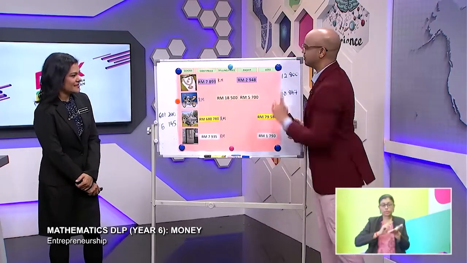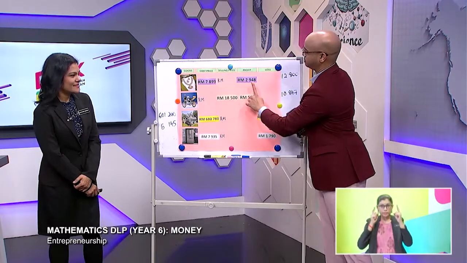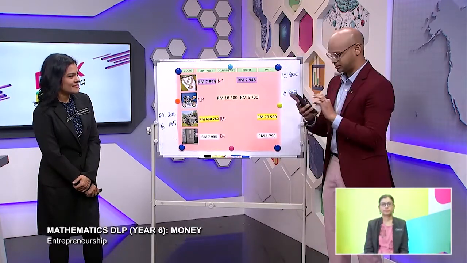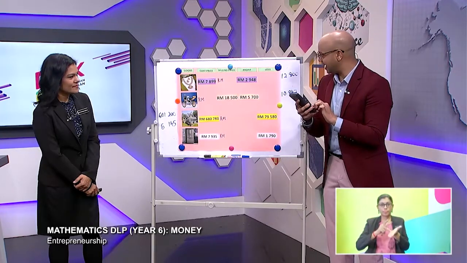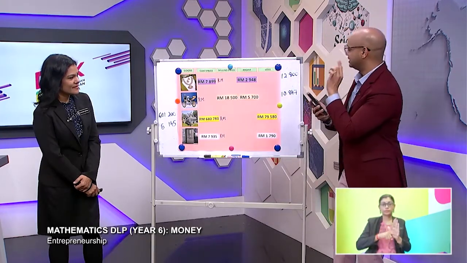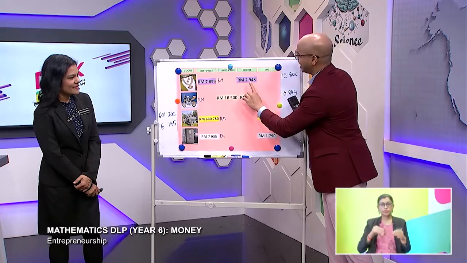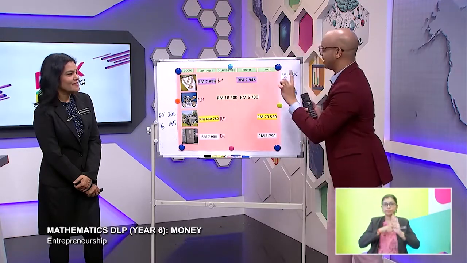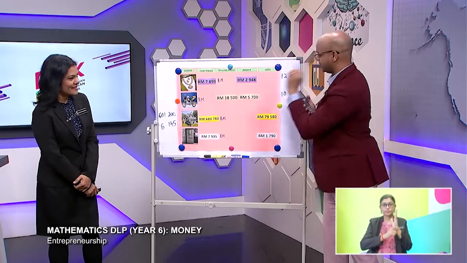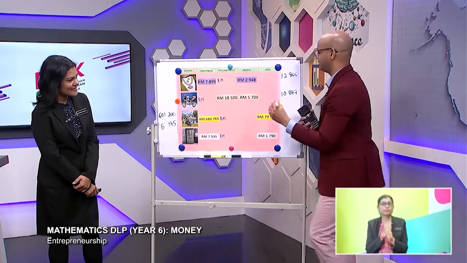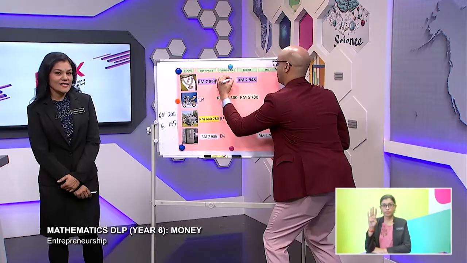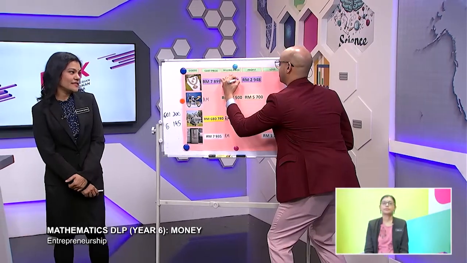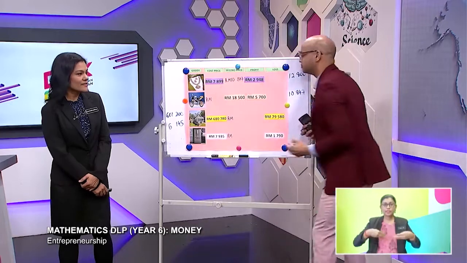So the first one here we have is jewelry. That's the cost price and profit, so I have to fill in the selling price. Cost price plus profit, I get 10,847 ringgit. Yes, it's correct because the selling price is higher than the cost price.